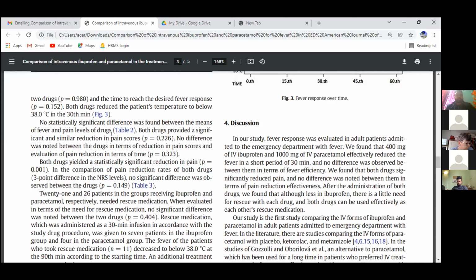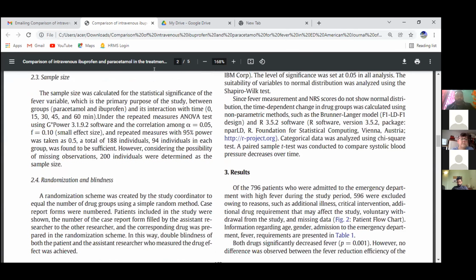So the first point in the checklist is, was the assignment of patients to treatments randomized? Now in this study, in this paragraph, we can see how the randomization and blindness both were done. It has been mentioned here that for the patients included in the study, the case report forms were filled by the assistant researcher and given to the other researcher, and the corresponding drug was prescribed in the randomizing scheme. Also, it has been mentioned that it is a simple random method, which is just like, as we all know, flipping a coin, and the different groups of patients were kept in different groups according to the ibuprofen and the paracetamol drugs.